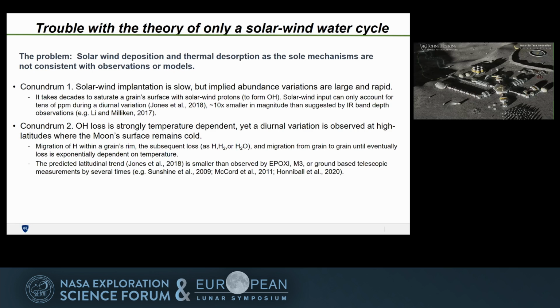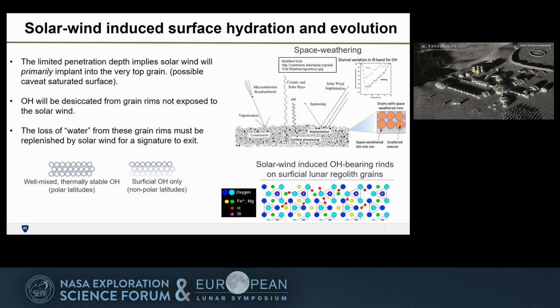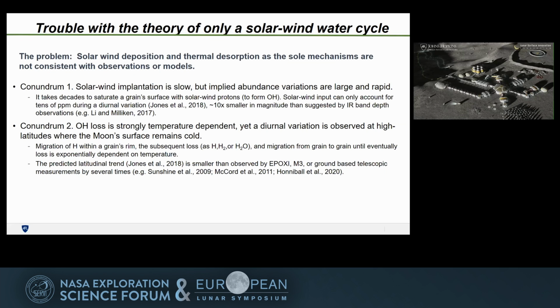The second conundrum is that OH loss is strongly temperature dependent, as I mentioned. Yet a diurnal variation is observed in telescopic observation at latitudes where the surface remains too cold for water to migrate. How can that be? It's going the wrong way.